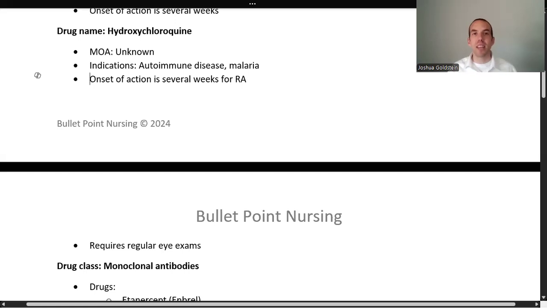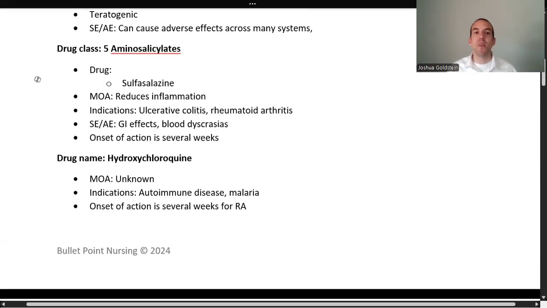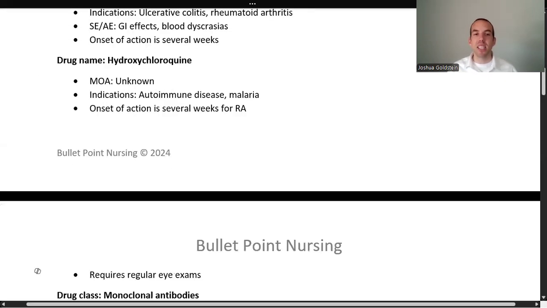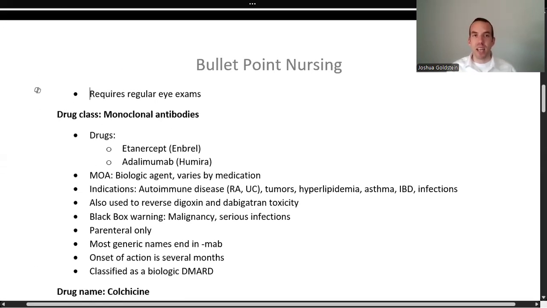Hydroxychloroquine. This is actually an anti-malaria drug, and we discussed this in our infectious disease lecture. This drug is also used for autoimmune diseases such as rheumatoid arthritis. Again, this is considered a DMARD, and it takes several weeks till it takes effect. One thing that is commonly tested on this is the fact that it requires an eye exam because it can be toxic to the eyes.